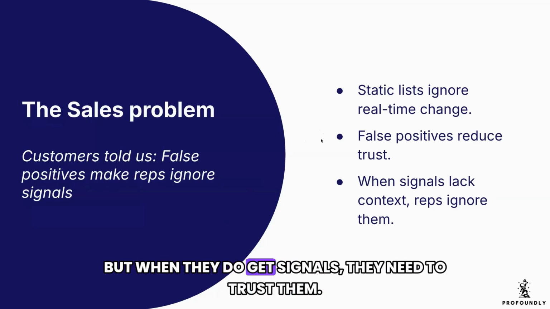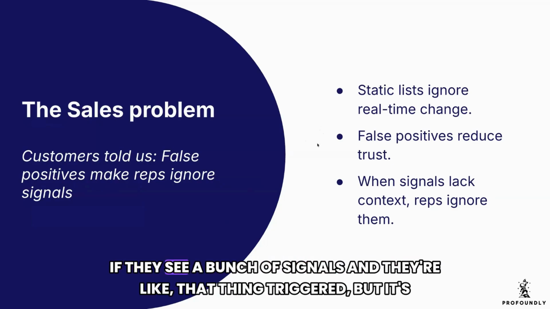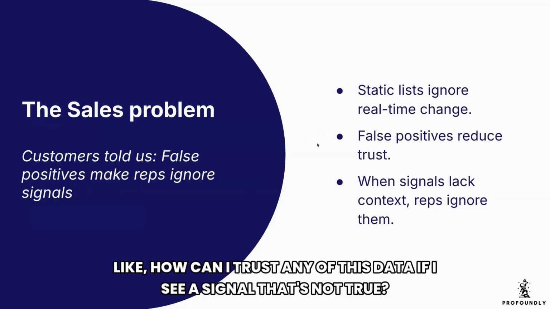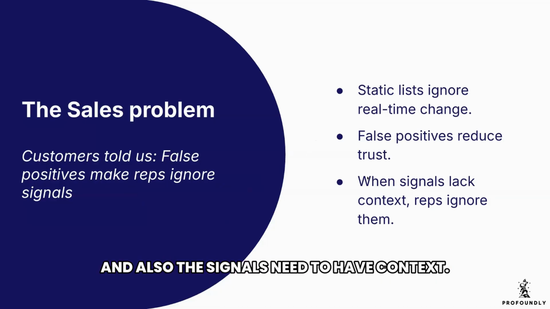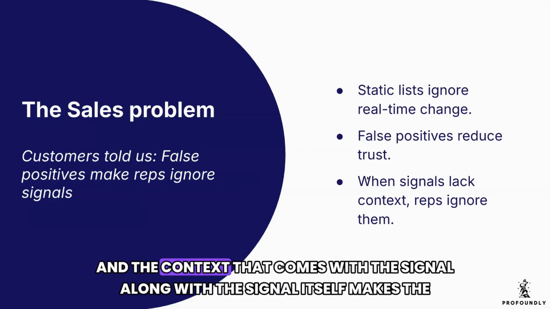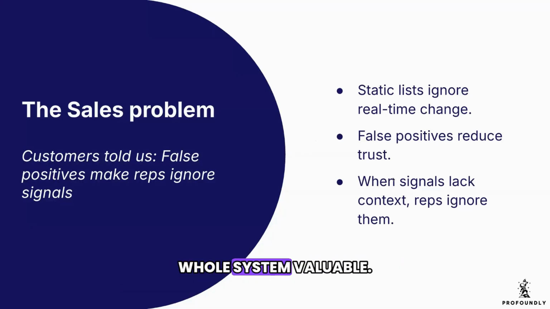But when they do get signals, they need to trust them. If they see a bunch of signals and they're like, well, that thing triggered, but it's actually not true. Like, how can I trust any of this data if I see a signal that's not true? You have to make sure that what you're seeing is something that can be trusted. And also, the signals need to have context. And the context that comes with the signal, along with the signal itself, makes the whole system valuable.